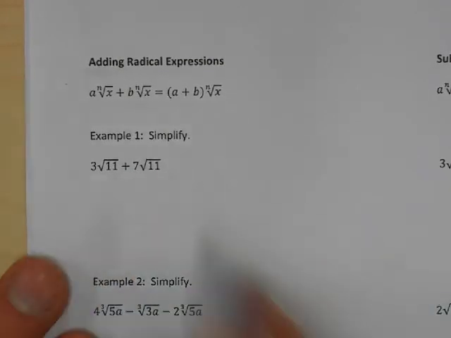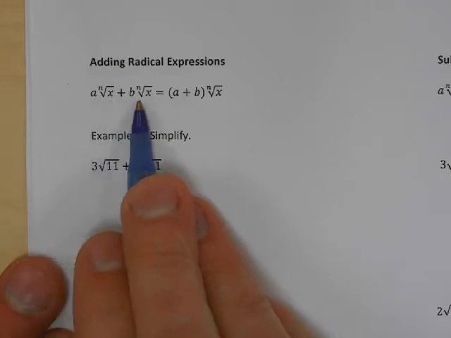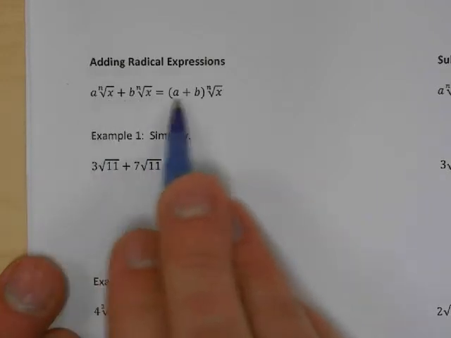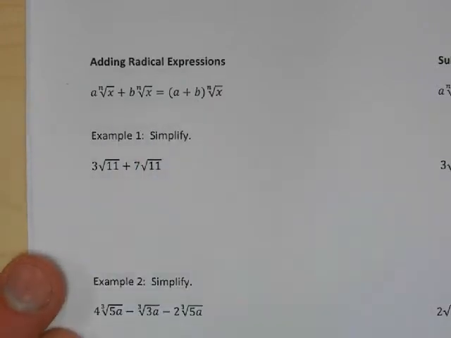Now this stuff up here is just the mathematical formula. If I've got a of this thing and b of that same thing, well, then I can just add the a and the b, whatever those numbers happen to be. So this is kind of the formula part of it, but don't worry about that. Let's just look at this example.